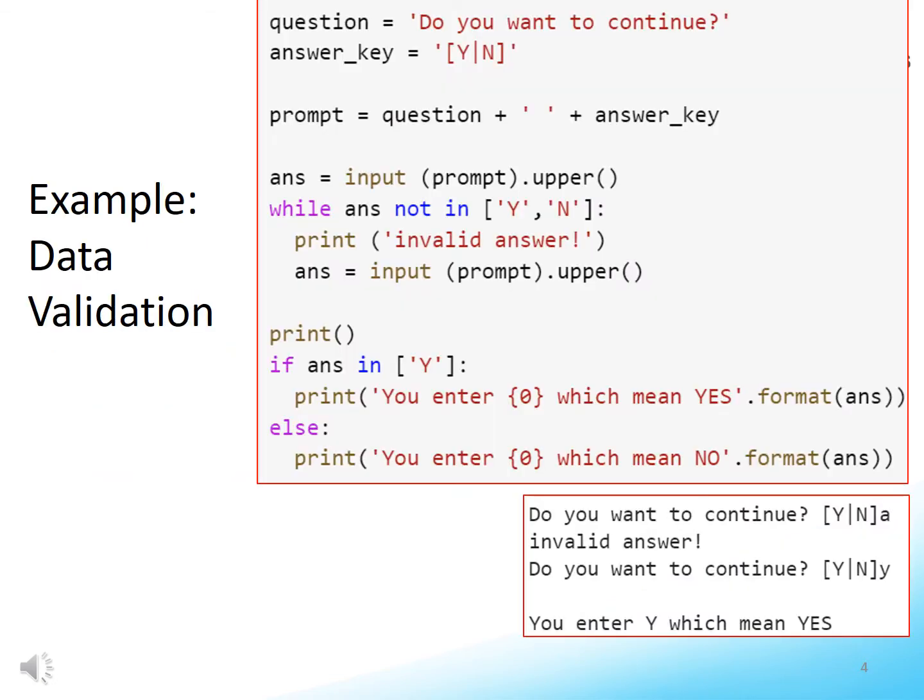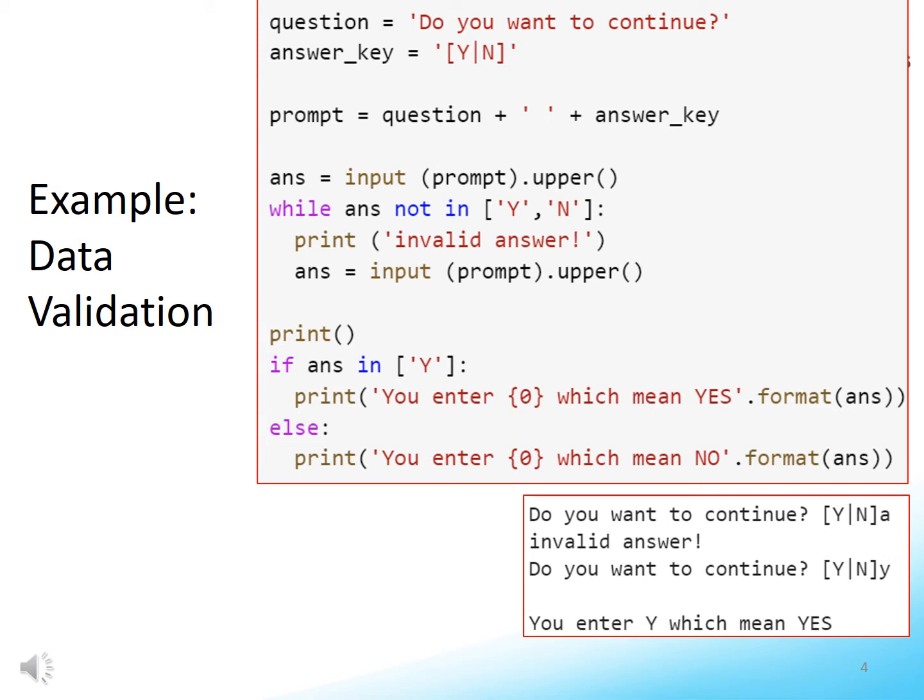Example. The code fragment here demonstrates data validation. The purpose of the code fragment is to capture the user's response to a question. The expected answer is either Y for yes and N for no. However, the user may not enter a valid answer.